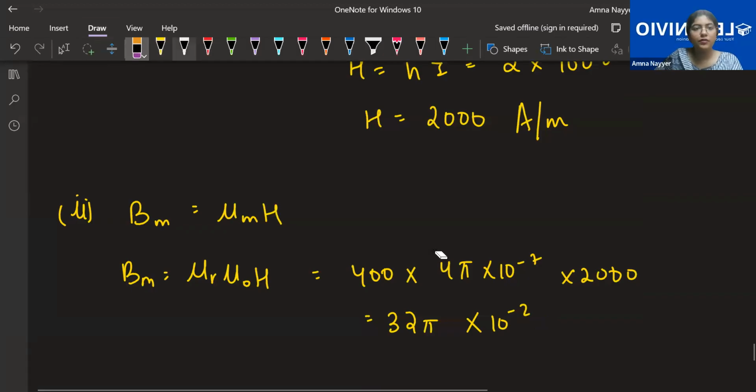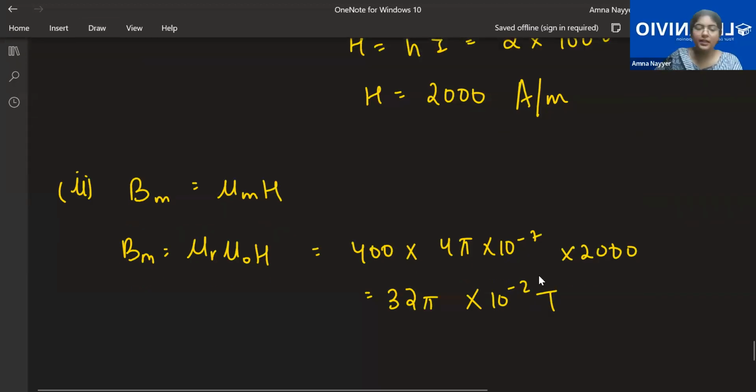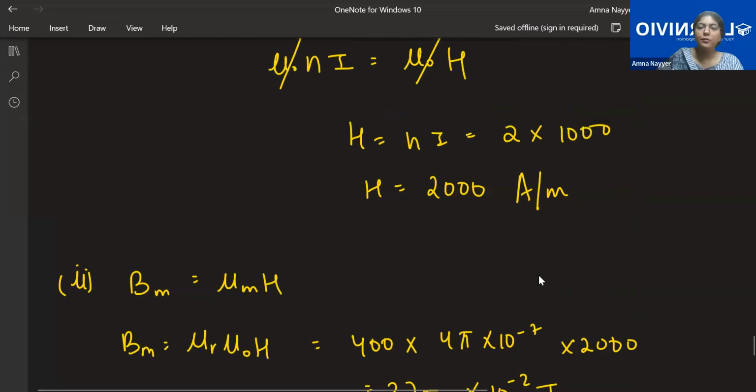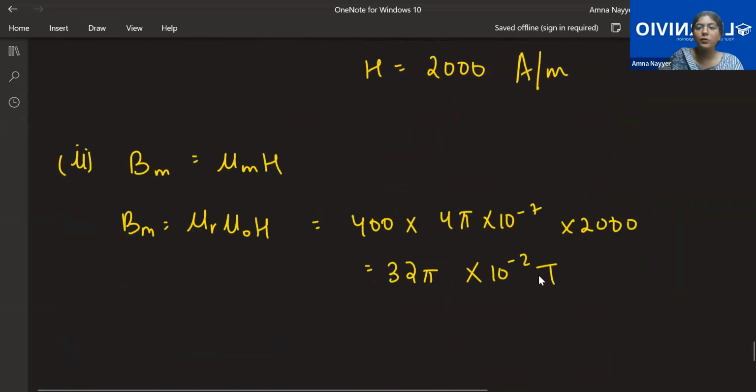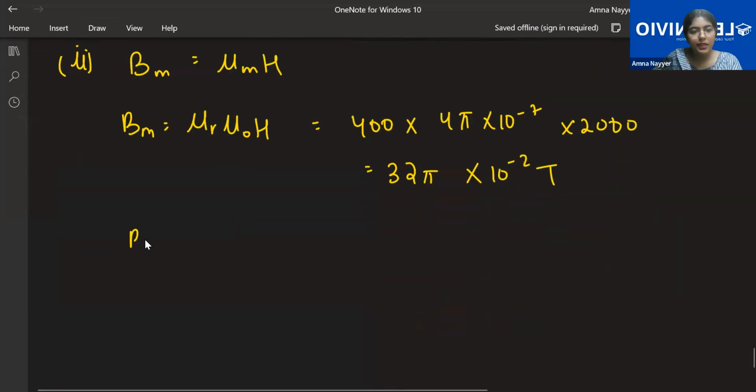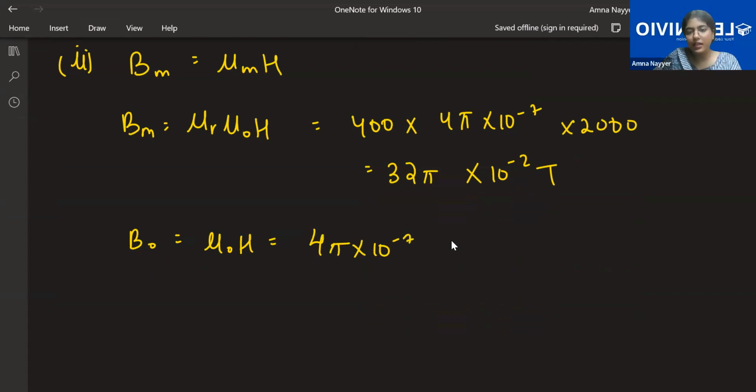Now look, we have to get the net magnetic field, correct? This is Bm. B naught is how much? B naught will be mu naught into H, that is 4 pi into 10 to the power minus 7 into H, which is 2000. So we'll have this as 8 pi into 10 to the power minus 4 Tesla, right?